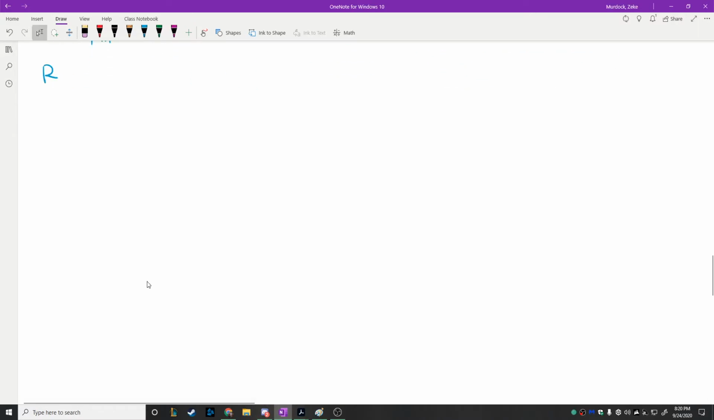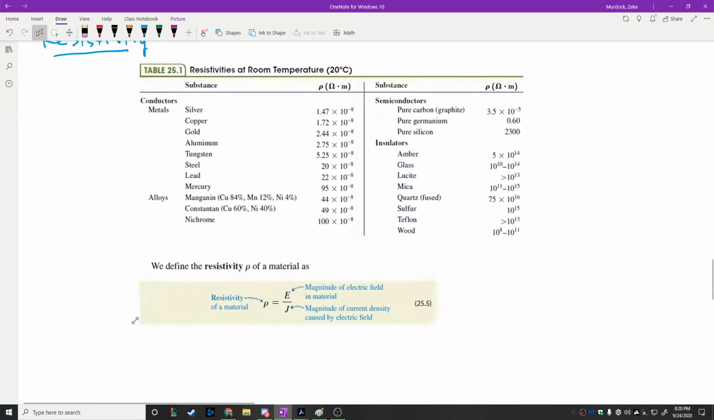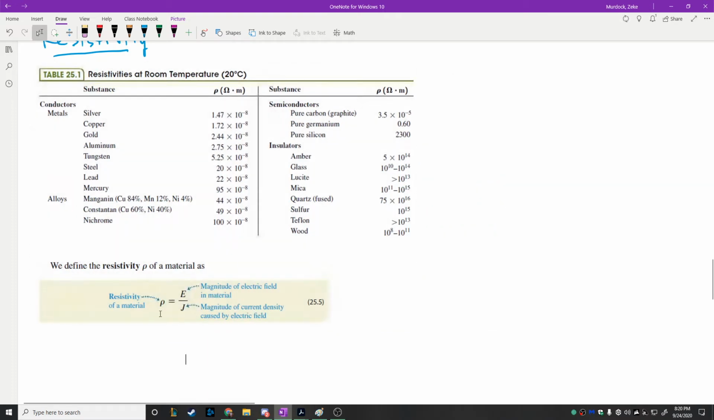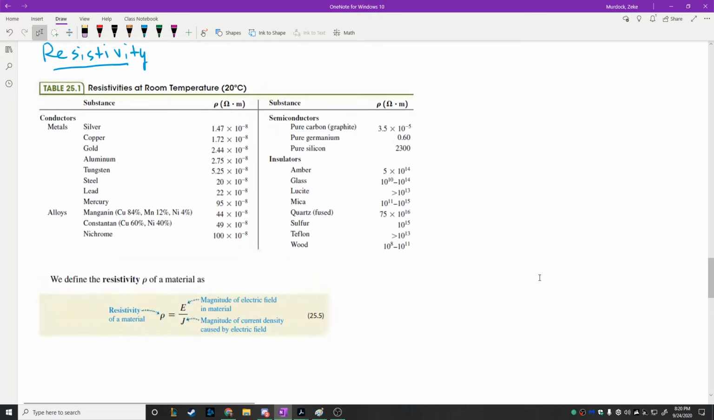So resistivity, it's related to the way in which certain materials will slow the flow of current within a system. And this chart, just a bunch of numbers combined with this equation down here, effectively tells us what we need to know about resistivity. Okay? So different materials resist the flow of current in different ways. And there's different types of materials. There are conductors, there's semiconductors, there's insulators.